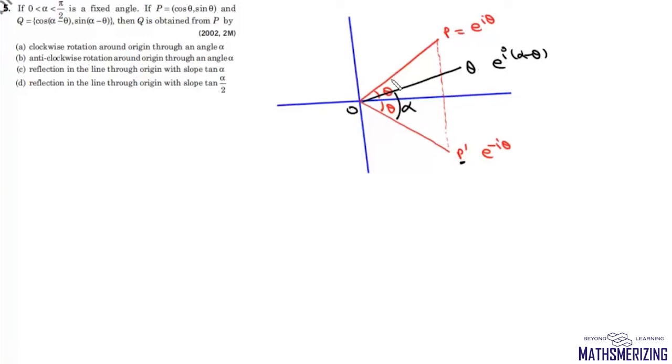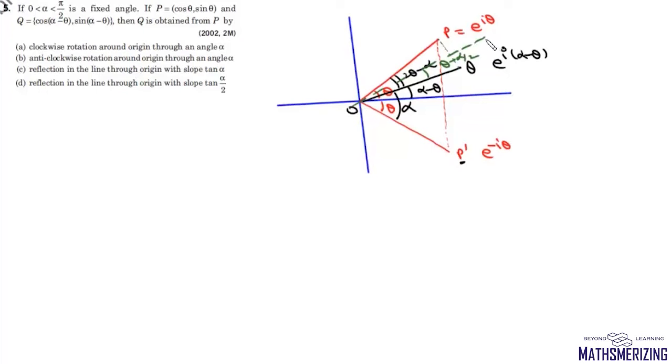Now if we look at this angle, it is 2 theta minus alpha, and this angle is alpha minus theta. Now if we take the angle bisector of OP and OQ, then this angle will be theta minus alpha by 2. So basically this point Q is the reflection of P about this line. Now we need to find the equation of this line.